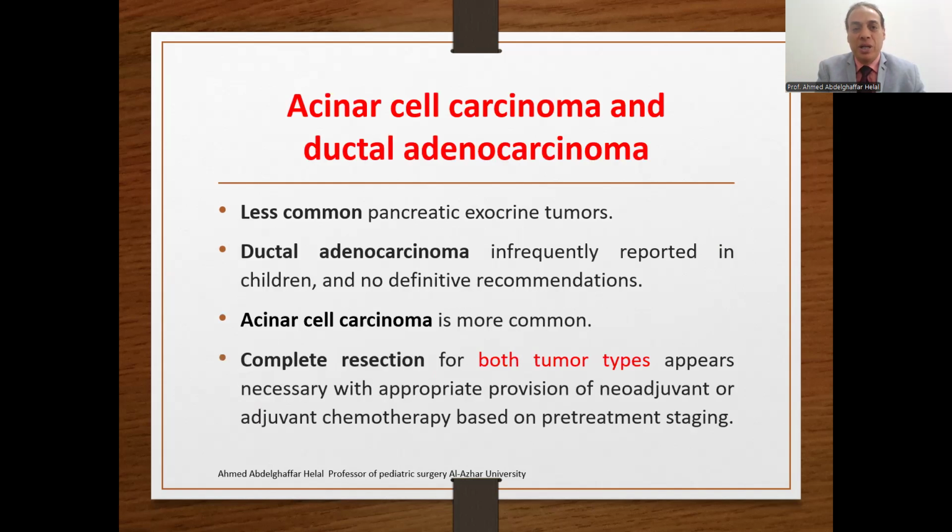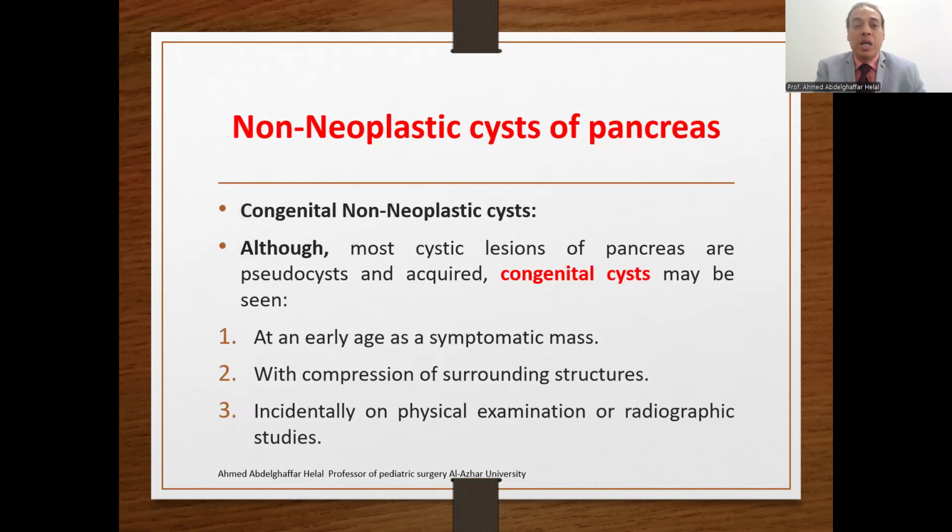long-term survival. Acinar cell cancer and ductal adenocarcinoma are less common in the pediatric population. Ductal adenocarcinoma is infrequently reported in children with no definitive recommendation. The acinar cell is more common. The complete resection of both tumor types appears necessary with appropriate neoadjuvant and adjuvant chemotherapy.